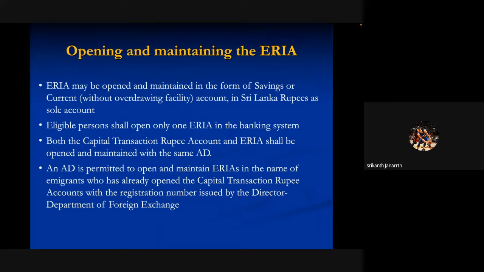The IRA may be opened and maintained in the form of savings or current. Obviously, current or savings. There is no point maintaining it in FD, right? An eligible person shall open only one IRA in the banking system. Yes. Both the capital transaction account and the IRA shall be opened and maintained with the same authorized dealer. An authorized dealer is permitted to open and maintain an IRA in the name of the immigrant who has already opened a capital transaction Rupee account with the registration number issued. So if you have the registration number for CTRA, you can open the IRA with the same bank, right?